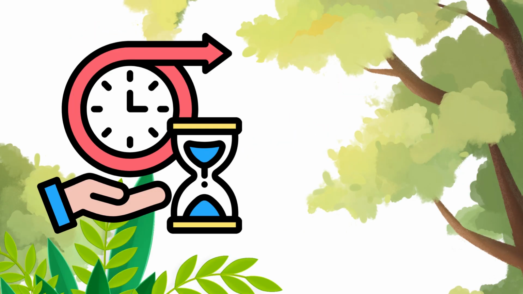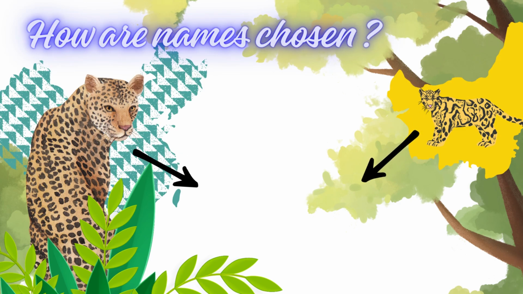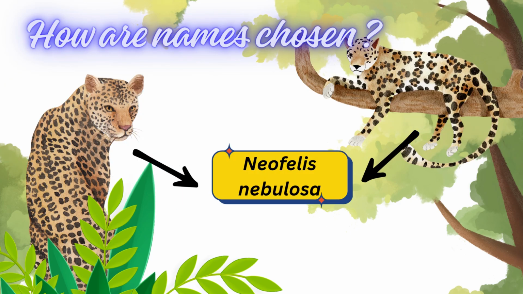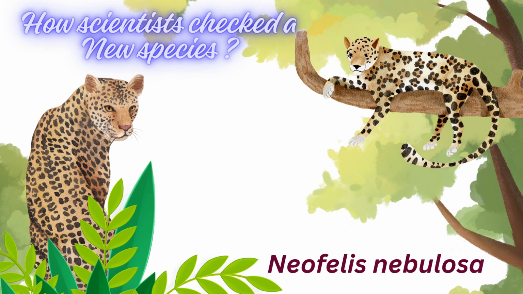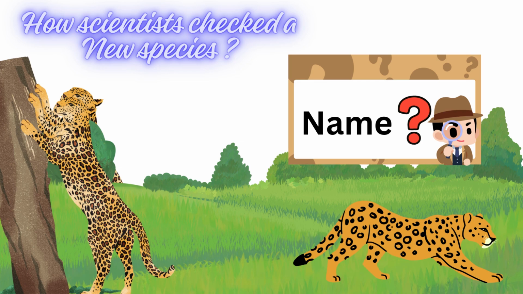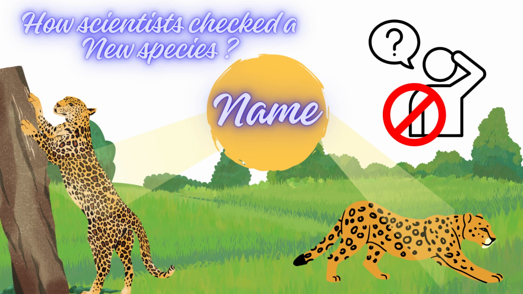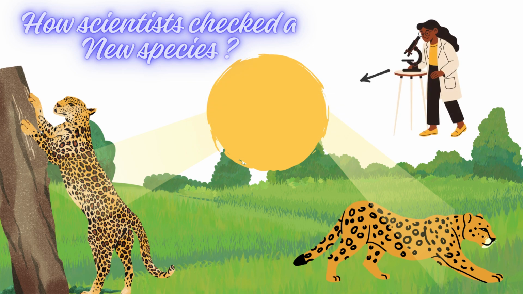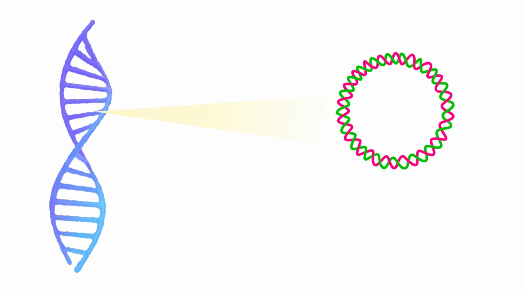So, for a long time, clouded leopards in Borneo and mainland China shared the same name, Neofelis nebulosa. Then scientists checked to see if they really were the same species. So instead of guessing by looks, scientists need a clear name to avoid confusion. Scientists checked something more powerful, the DNA. The DNA tells us about the animal's genes.